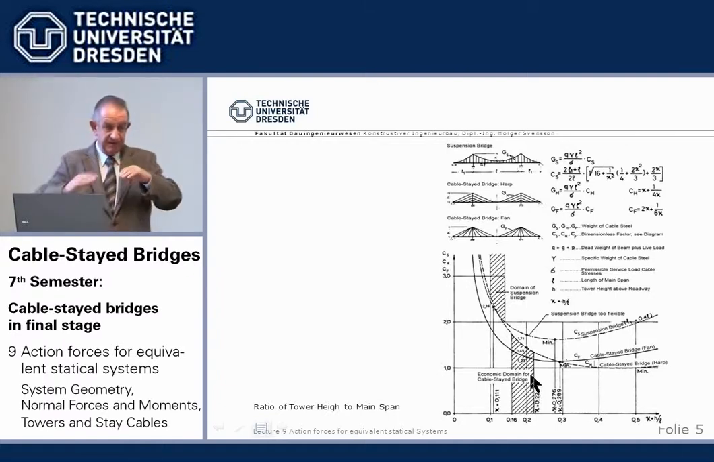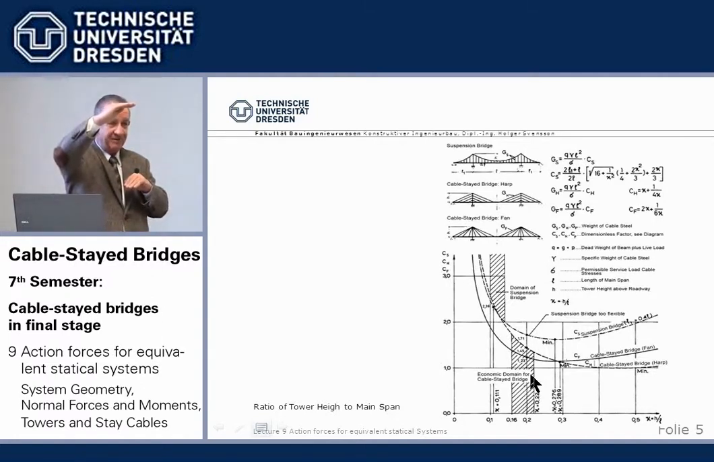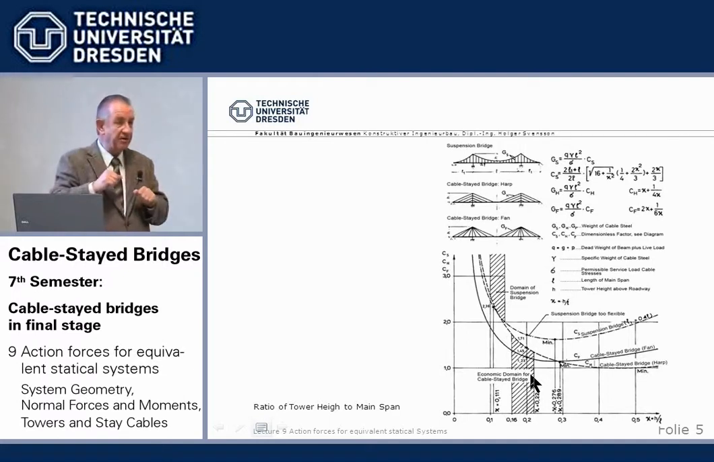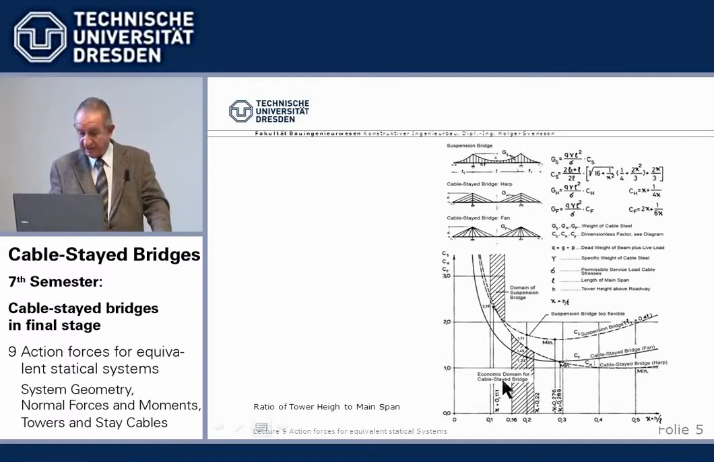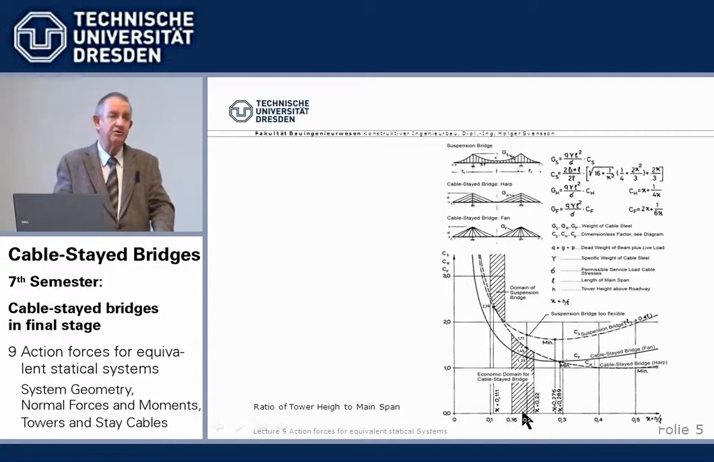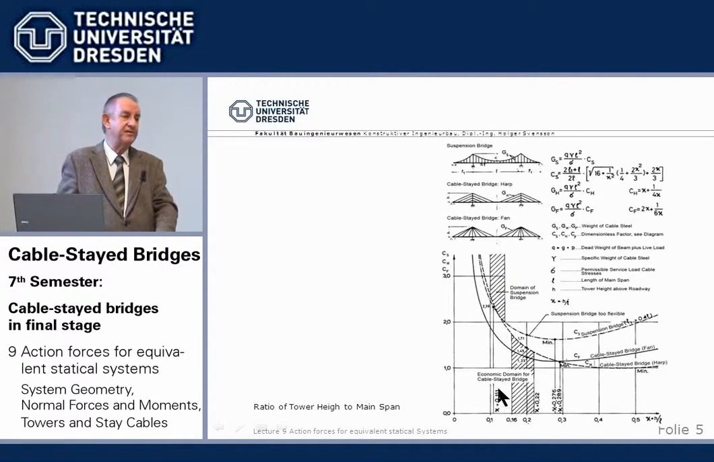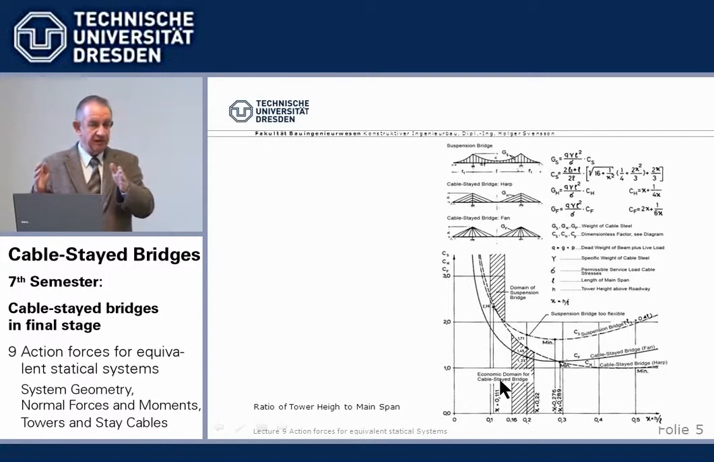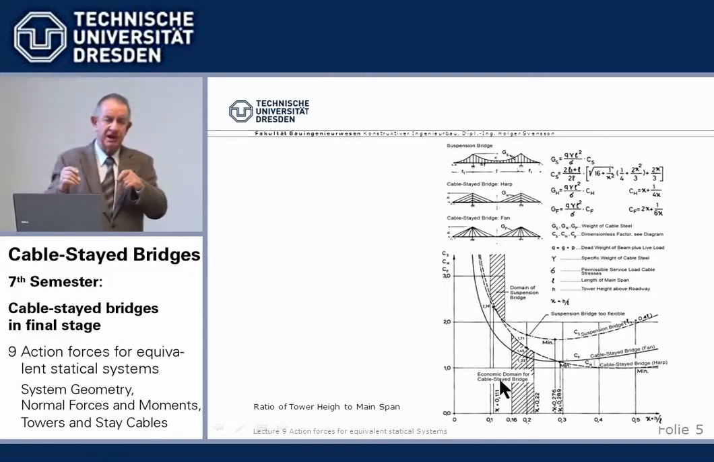But naturally we then also have an increased height of the tower, which also costs. So we must find the minimum from the cable steel required plus the tower costs. And that minimum for a cable-stayed bridge is in the range of something like 0.2 or 1/5. The typical height of the tower is about 1/5 or 20% of the main span. So those are two figures you should keep in your head.